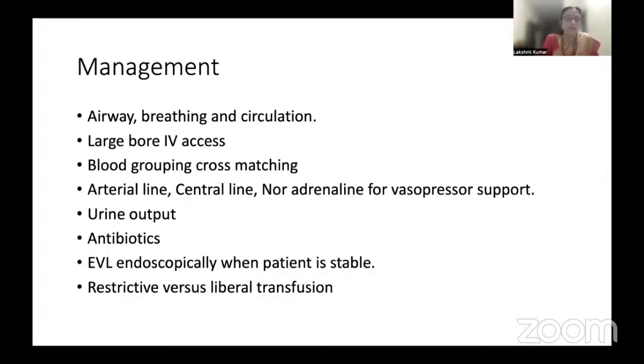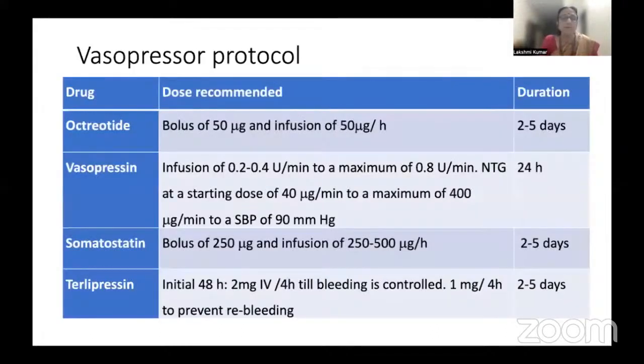And regarding product transfusion, the recommendations are one moves towards a restrictive approach. That means you target a hemoglobin of about 7 grams rather than 9. And this has been shown to be associated with improved outcomes.